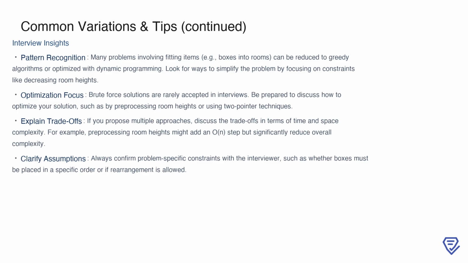Optimization is another critical focus. Interviewers rarely accept brute force solutions, so you'll need to think about how to improve efficiency. For example, you might pre-process room heights or use techniques like two-pointers to streamline your approach. Additionally, it's important to explain the trade-offs between different methods. If you propose multiple solutions, discuss their time and space complexities. For instance, pre-processing room heights may introduce an O(m) step, but it can significantly reduce the complexity of the main logic.